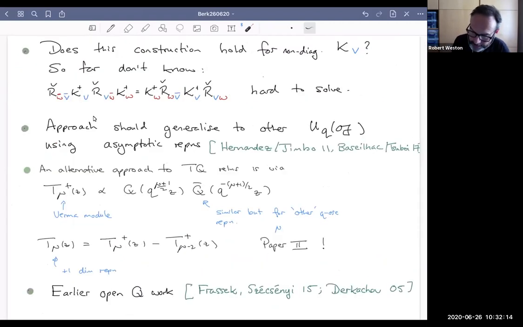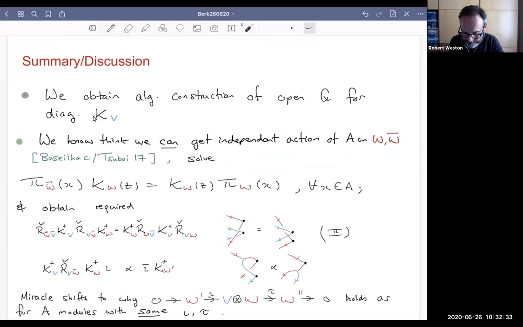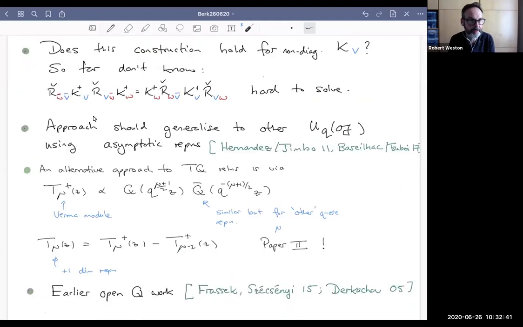Okay, so the obvious question is, does this hold for non-diagonal K matrices? And Renat's kind of already asked that. The short answer is we don't know, because this equation is hard to solve. So we can't solve this and check if this is true at the moment. But maybe through this more general picture, we can approach that question. So we clearly want that to be the case.